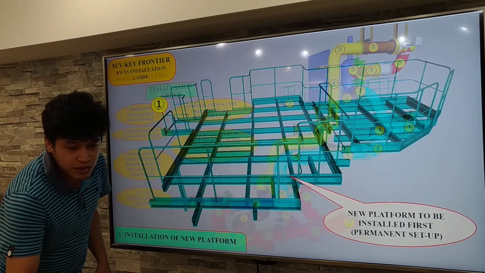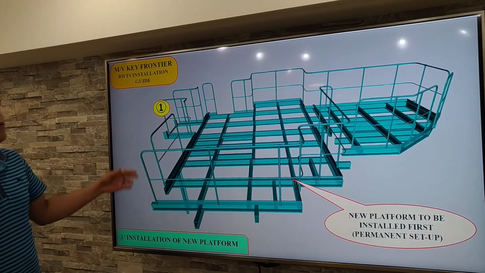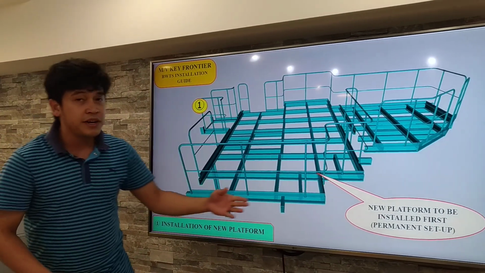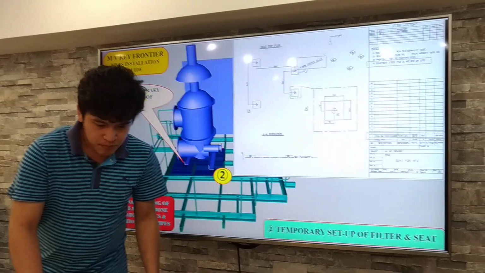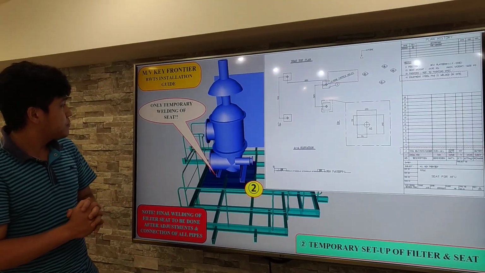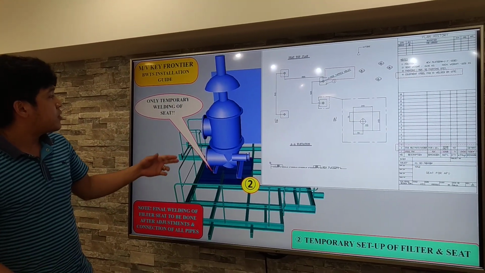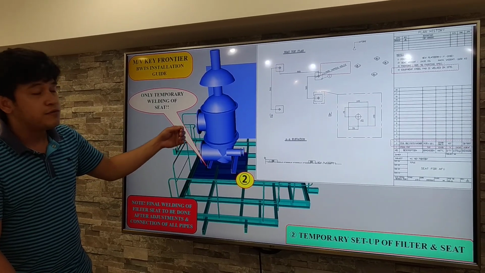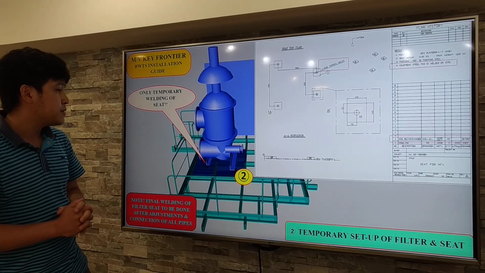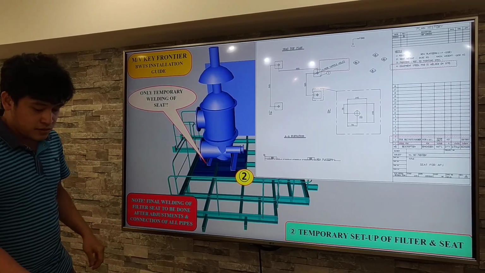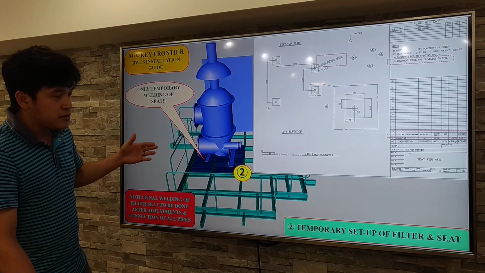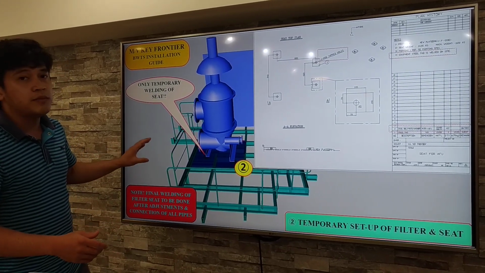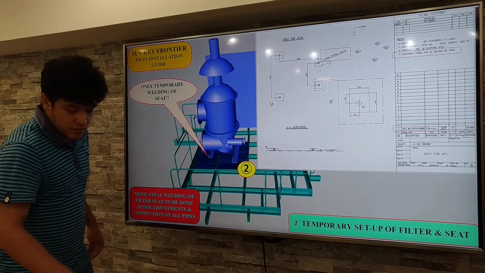So we go by detail. This is the first order, which is the installation of the new platform, permanent setup. Next, temporary welding of the seat and setup for the filter, just temporary, because there will be possible adjustments later on if there are problems on the pipes below.